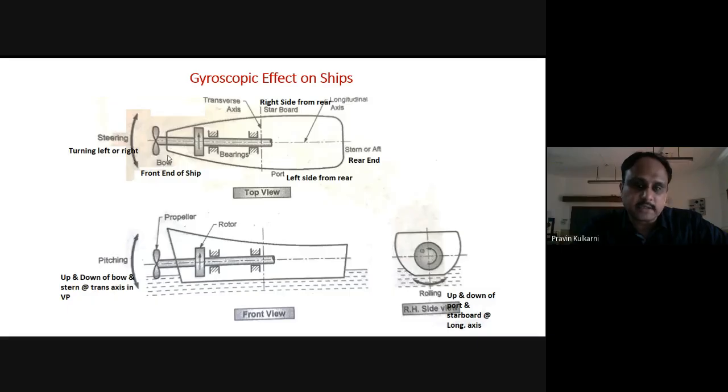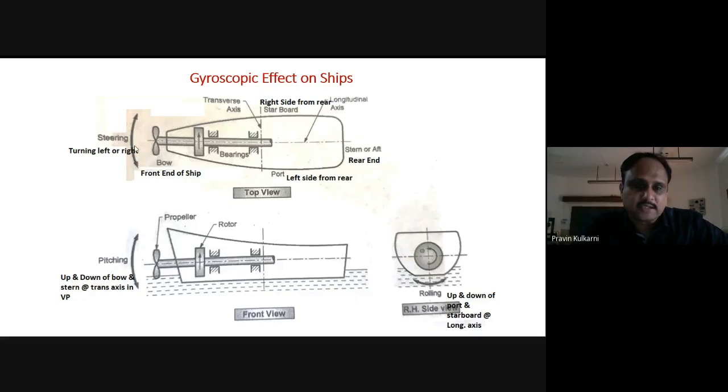The effect, reactive gyroscopic couple, will cause either the nose to go down or the nose to move up. That we have seen. Accordingly, when the ship is taking a turn left or right, depending upon the sense of rotation, the bow will be coming up or going down. That is simple to imagine now. Okay.